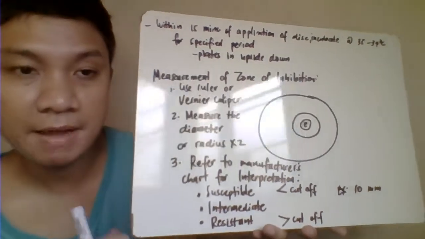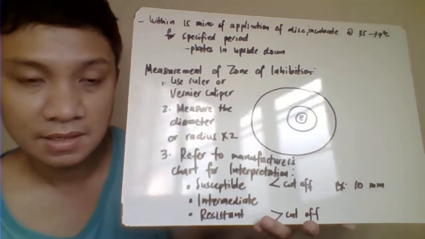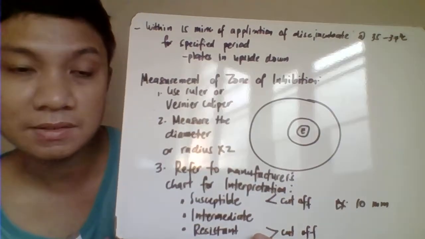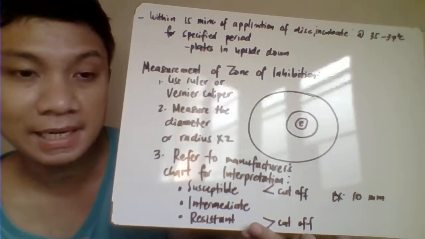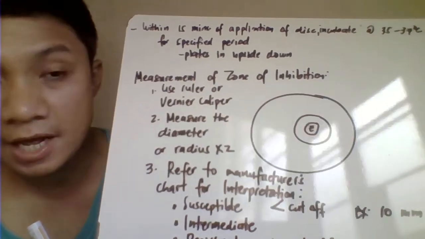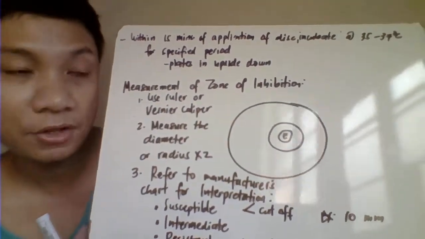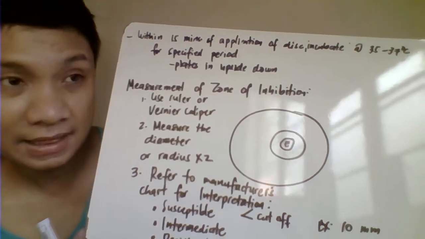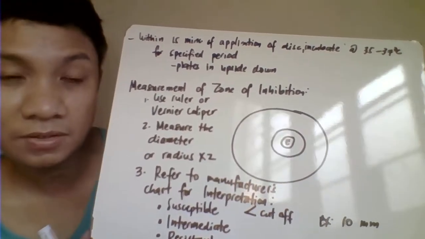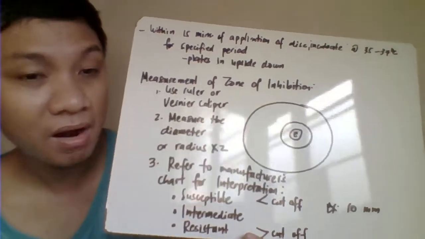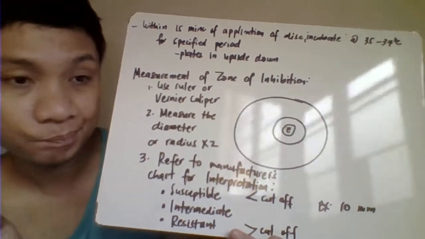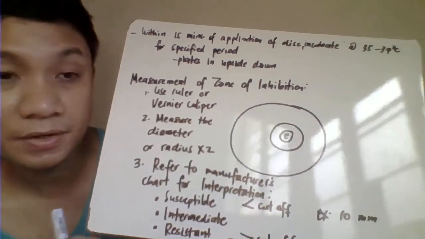Then after you have applied all your antibiotic discs, within 15 minutes of application, you try to incubate the plate. Don't delay it. You put it in the incubator at the required temperature. Again, we incubate the bacteria at 35 or 37 degrees, at different temperatures and durations. Some are 24 hours, some 48 to 72 hours. It will be highly dependent on your bacteria, but usually 24 hours incubation.